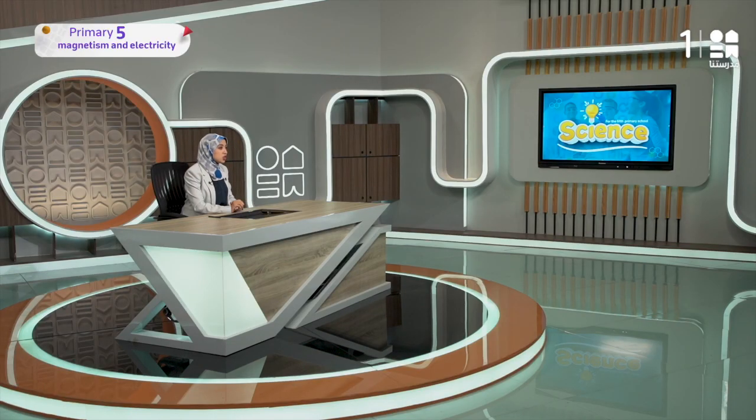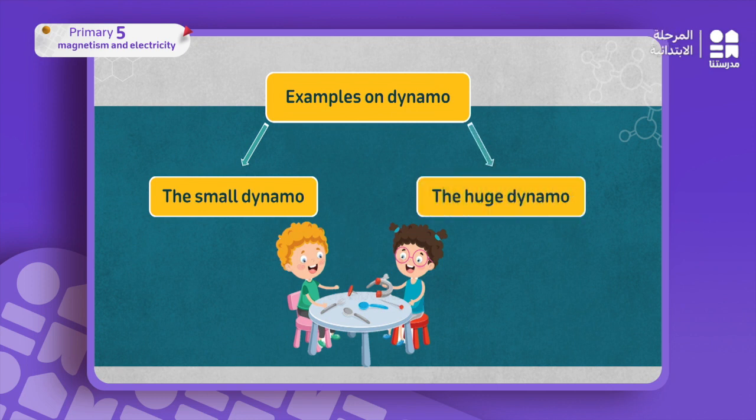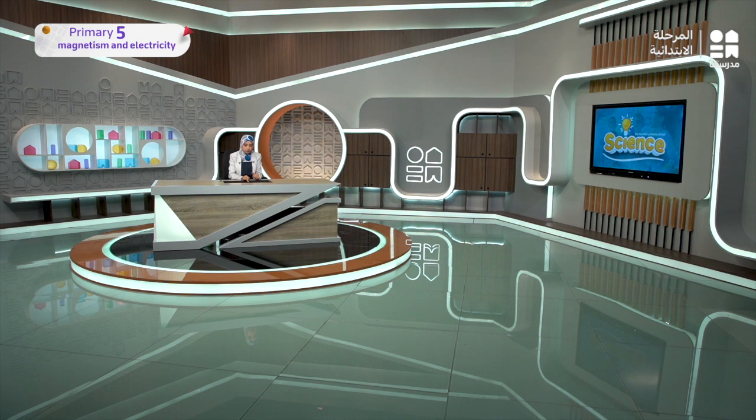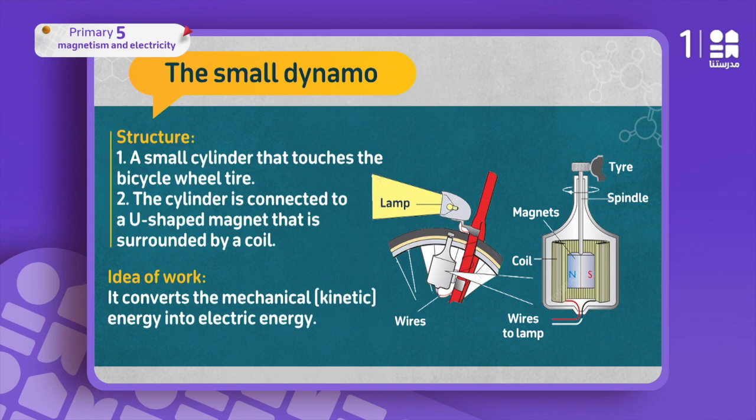So what are the examples of the dynamo? We have two examples. Number one is called the small dynamo, and number two is the huge dynamo. The small dynamo, okay. What is the small dynamo? First, the small dynamo, we use it in the bicycle.